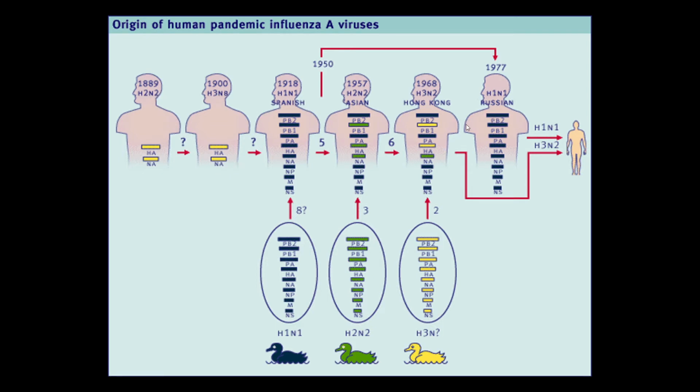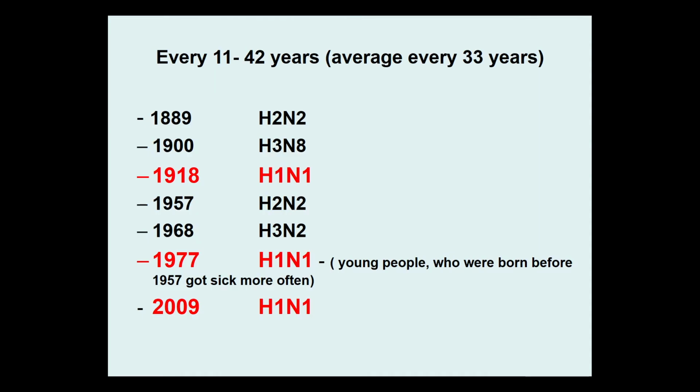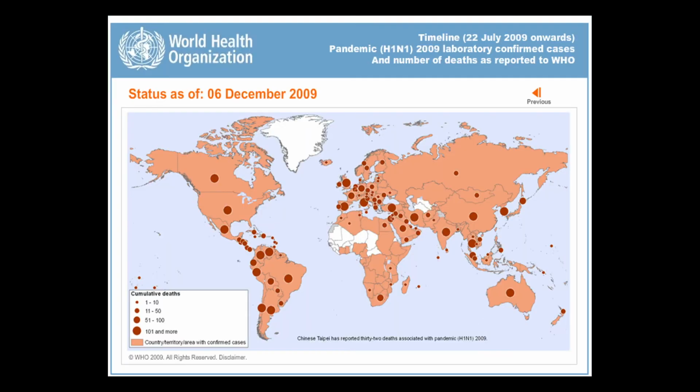So, subtypes, strains, and so on. Every 11 to 42 years, on average every 3 years, we have these outbreaks: H2N2, H3N8 in 1918, and H1N1. In 1977, again H1N1; young people who were born before '57 got sick more often. And in 2009, we had an H1N1 outbreak again.